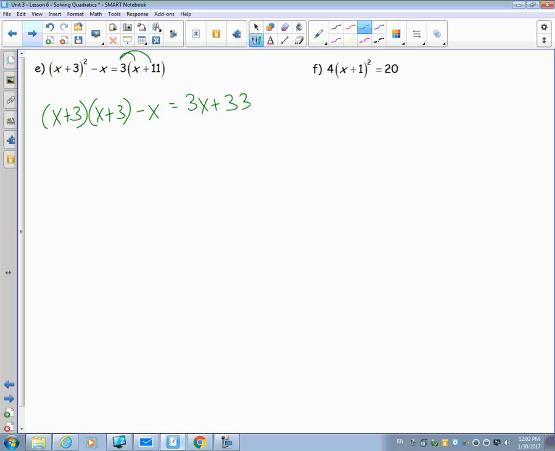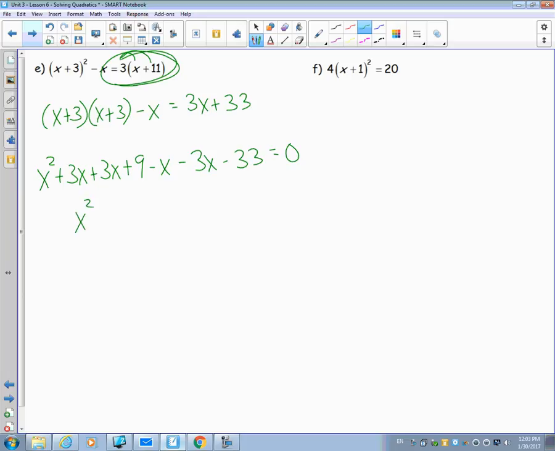If I FOIL the left side, I'll get x squared, 3x plus 9 minus x. And I know I want to make it equal to 0, so I'm going to bring everything to the left. So minus 3x and minus 33. Notice I got rid of the brackets first before I did that. It's always better to get rid of the brackets before you start rearranging left side to right side, because it can be awfully confusing. We're left with nothing on the right, kind of the way we want it.